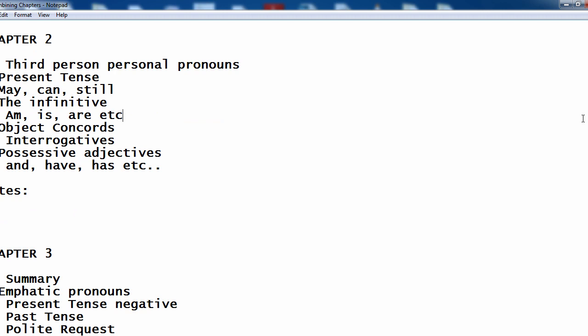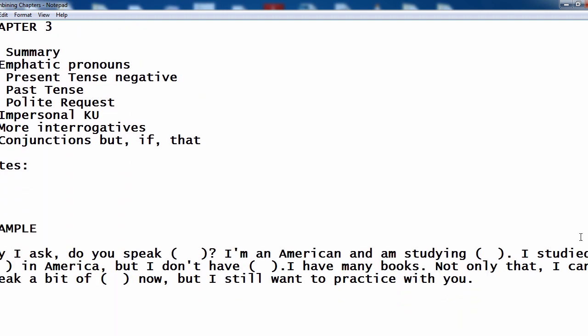Now I made a little example here to show you guys. Here is what I have: May I ask, do you speak such and such language? I'm an American, and I am studying such and such language. I studied whatever language it is in America, but I don't have any friends, which in this case, because we're talking about Closha, it could be South Africa. So you can say, but I don't have any South African friends. You could say that. I have many books. Not only that, I can speak a bit of whatever language you're working on now, but I still want to practice with you. So that's basically an example. That's what you need to do.